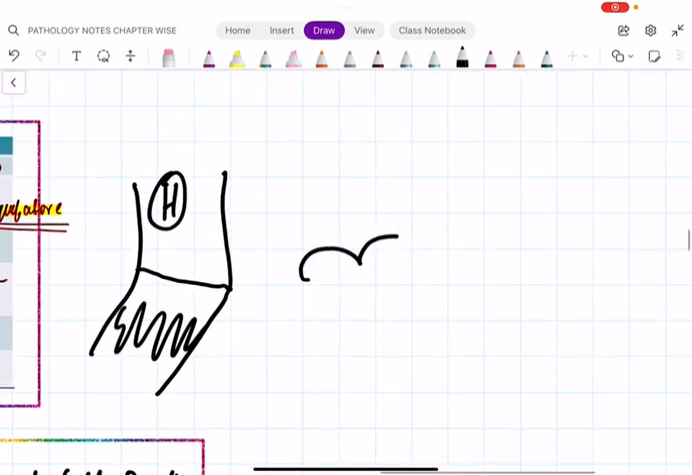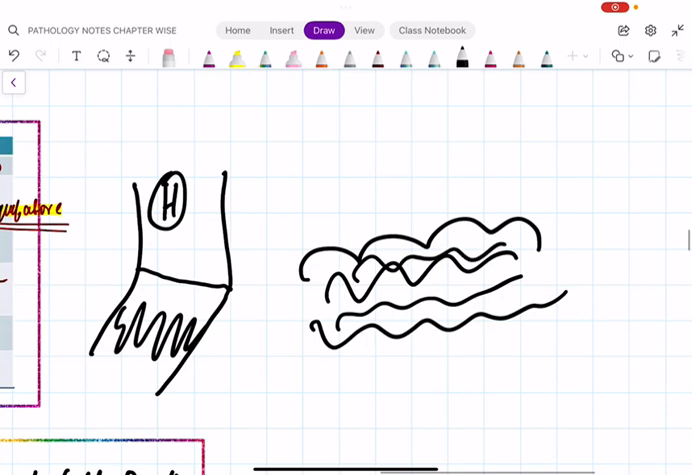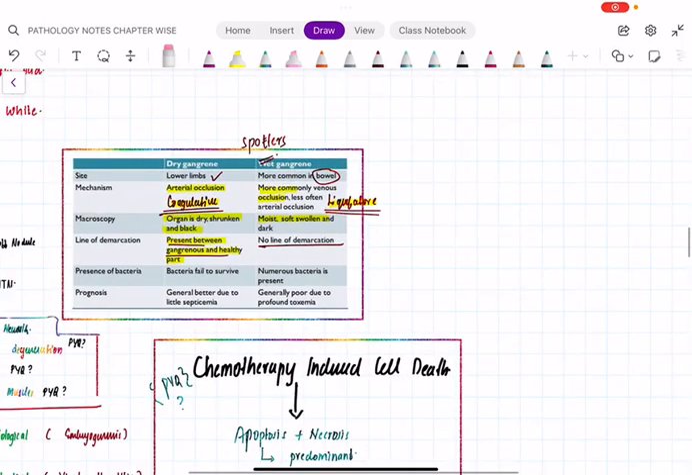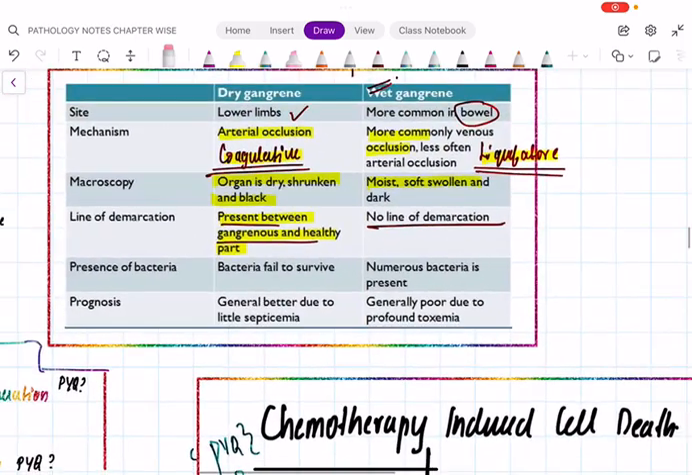Whereas in the case of bowel, consider this as bowel. There won't be any line of demarcation. You can't differentiate which is healthy tissue and which is unhealthy tissue. I have told you bacteria fail to survive here, whereas here numerous bacteria are present. Of course, in the gut we already have a lot of bacteria, our gut biome.